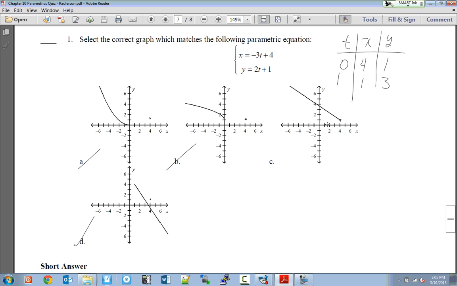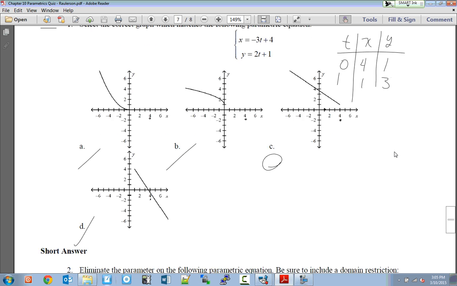Now 1, 3, 1, up 3. Yep, this has 1, 3 as well. So the answer has to be C.